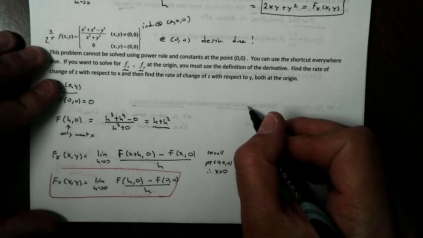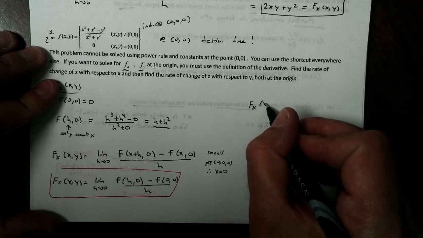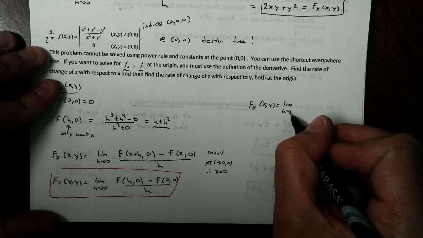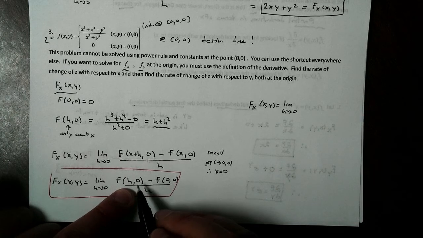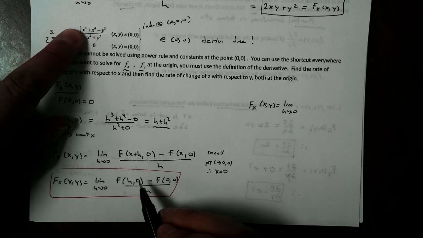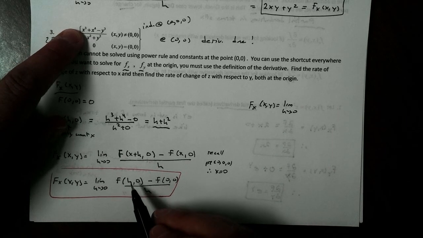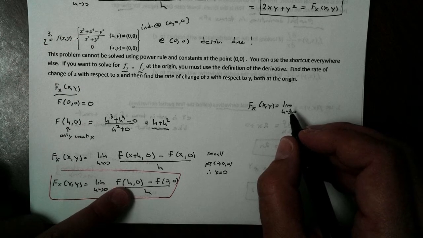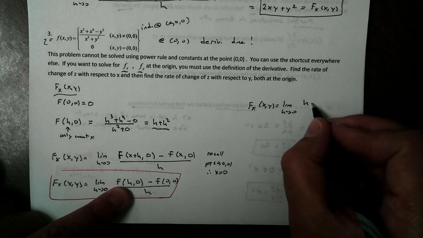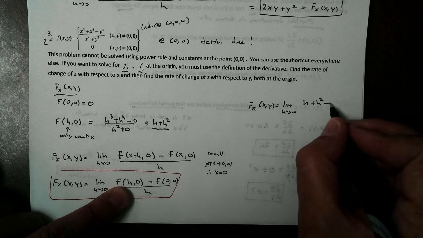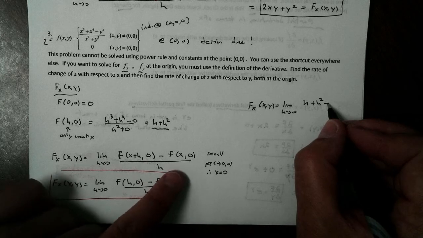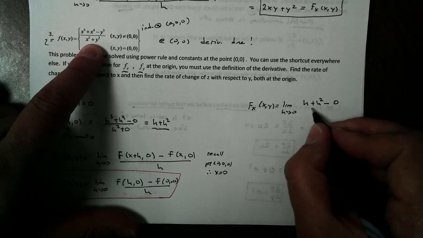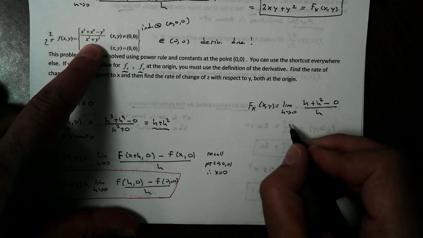And this is my rule I can use. So when I now take the partial with respect to x, that's going to become the limit as h goes to 0. Everywhere there's an x in my function, I'm going to plug in h, 0, which we already did. That's why I did it up here. So this first part right here is just going to be h plus h squared minus, and if I plug in the point 0, 0 into my function, I'm going to just get 0, all over h.